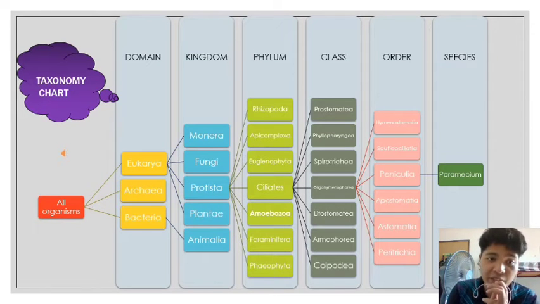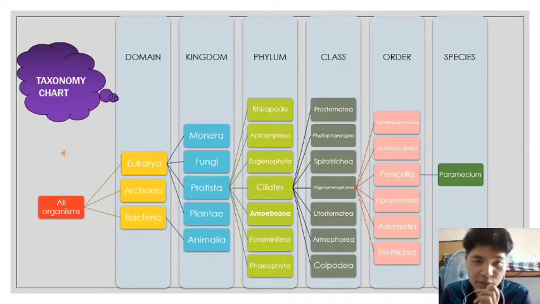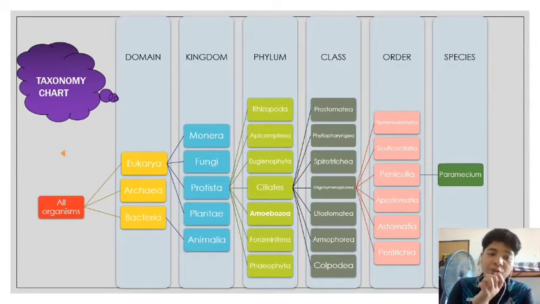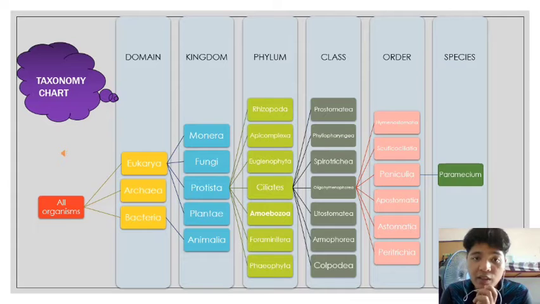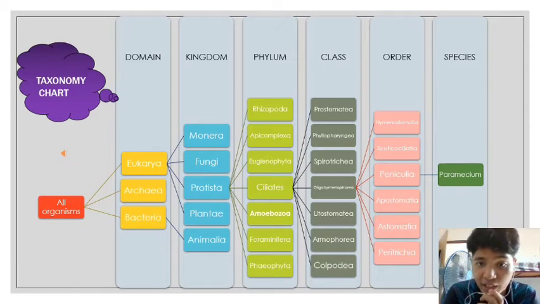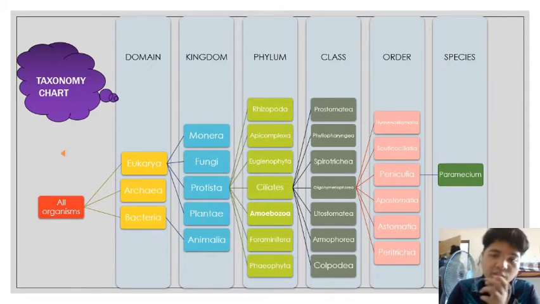According to the taxonomy chart, all organisms have three domains. One of them is bacteria and eukarya. Bacteria have one kingdom, and eukarya have three kingdoms. One of the kingdoms is Protista, which has 7 phyla. Among the phyla, Ciliates have 7 classes. Among the classes, Oligohymenophorea has 6 orders, and one of them is Peniculida. Peniculida has only one species, which is Paramecium.